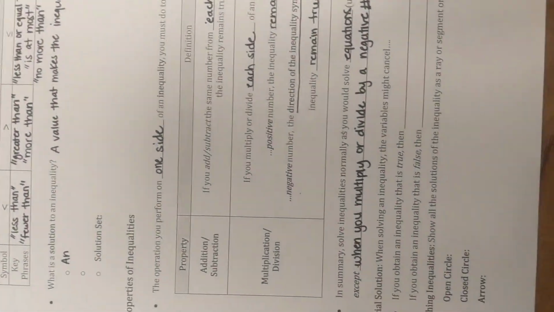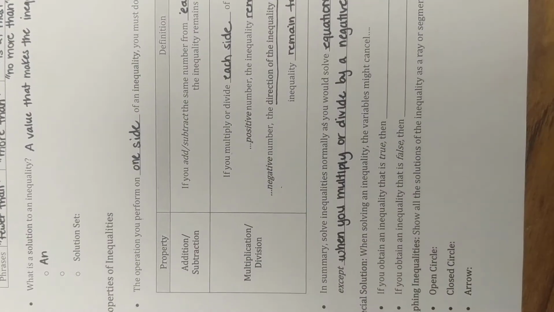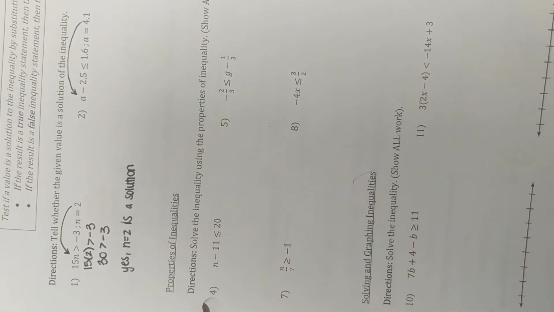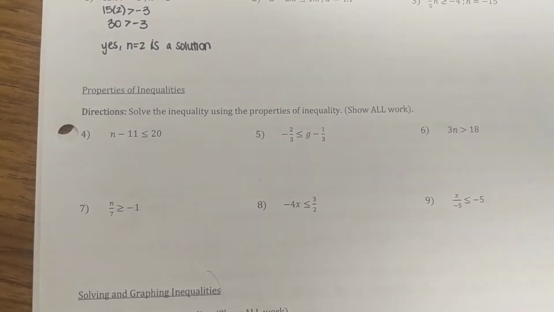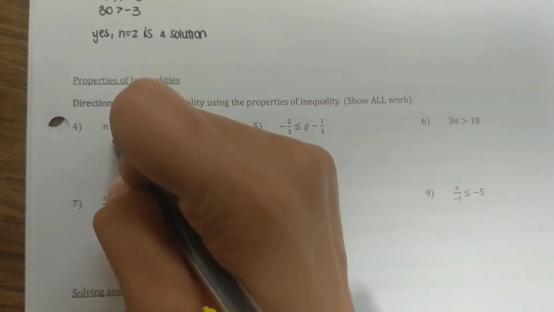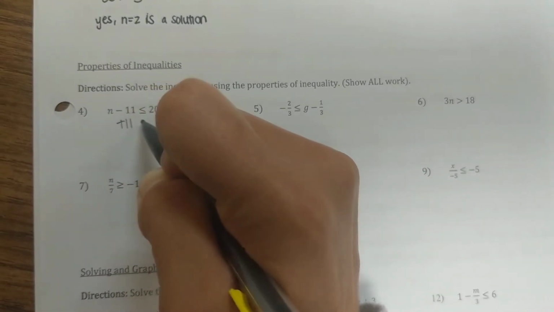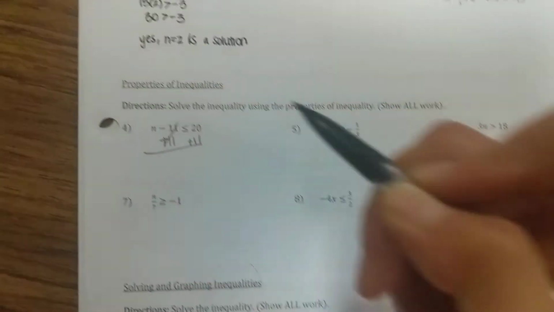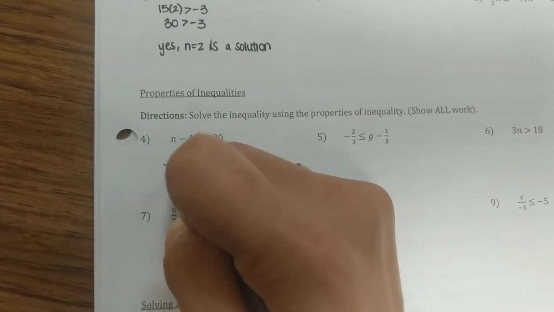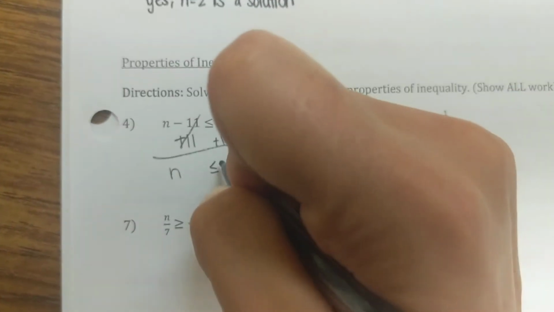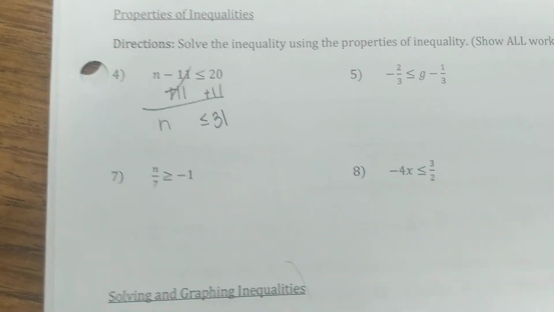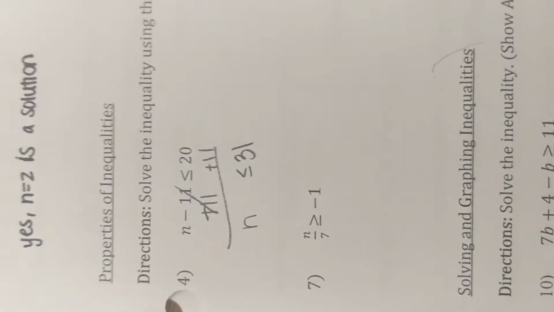All right, so let's look at some examples. So to solve, again, the process for solving inequalities is going to be the same as if you were solving equations. So for here, what you do to one side, again, you do to the other side. Like for instance, you would add 11 on both sides to get n by itself. So we would get n is less than or equal to 31. Make sure you can see this. Okay. But now let's look at a problem.